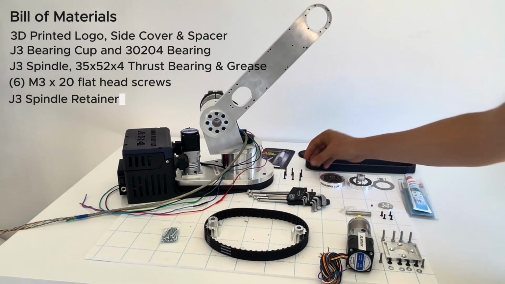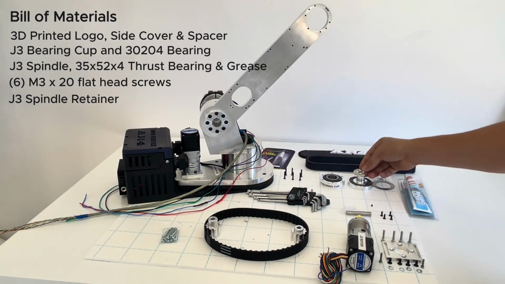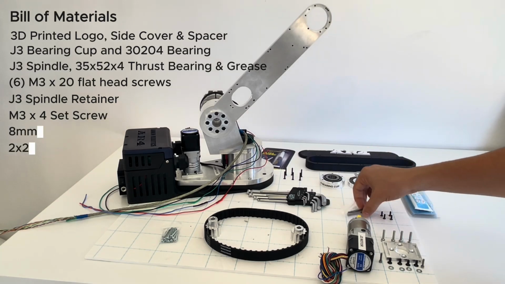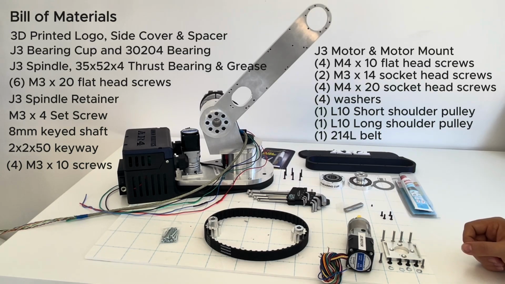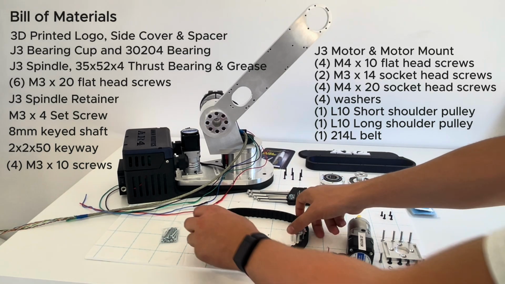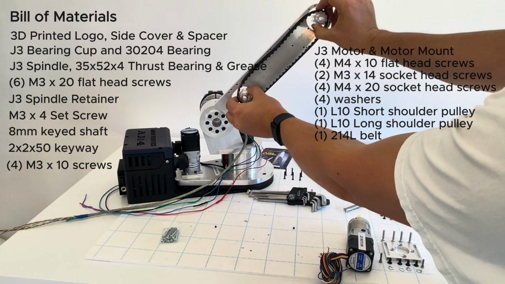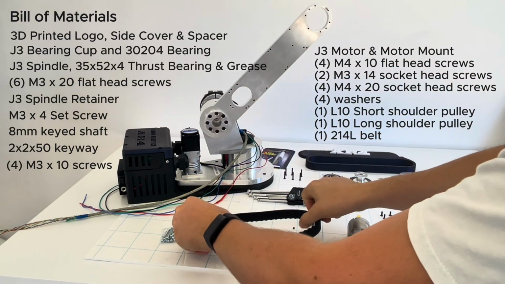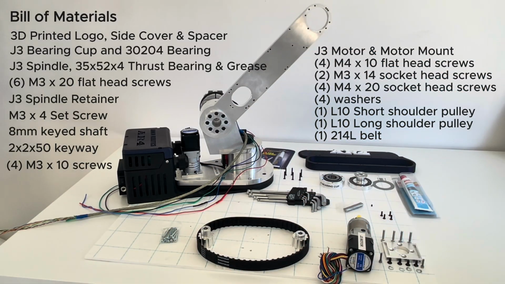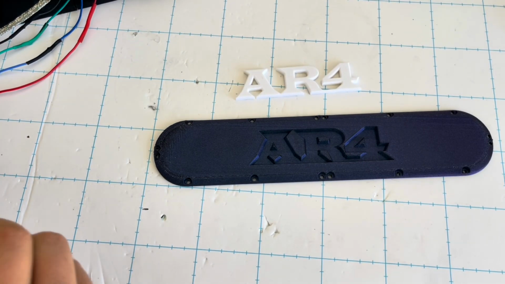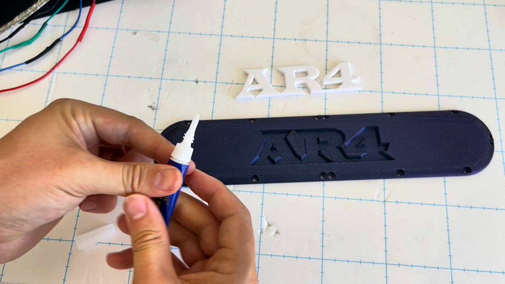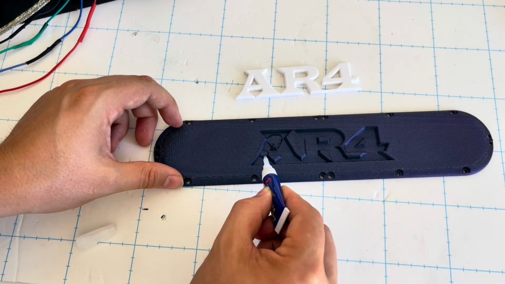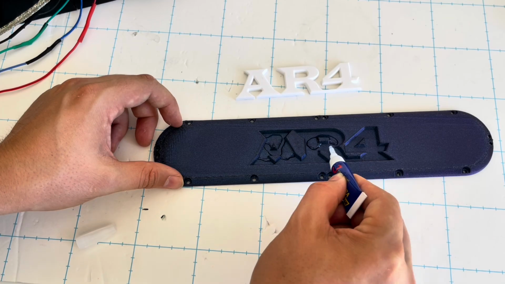We also have the joint 3 spindle retainer, which holds the 30204 bearing in place, a M3x4 set screw, and a 50mm long keyed shaft. At the bottom of the arm, we have the J3 motor mount and assorted screws as shown on the screen, and the L10 pulleys and the 214L belt, which will connect the bottom of the arm to the top of the arm. During this build of the joint 3 assembly, I do deviate from the AR4 build manual provided by Chris Annin, which is linked in the description below.